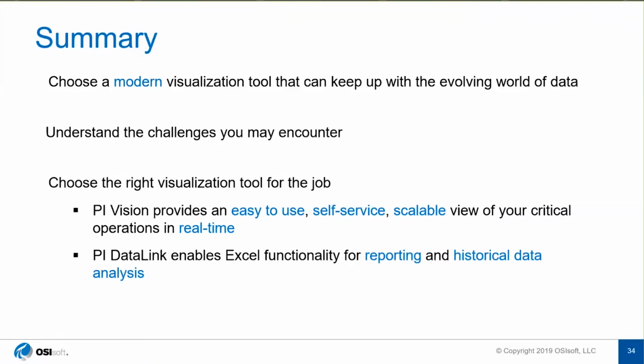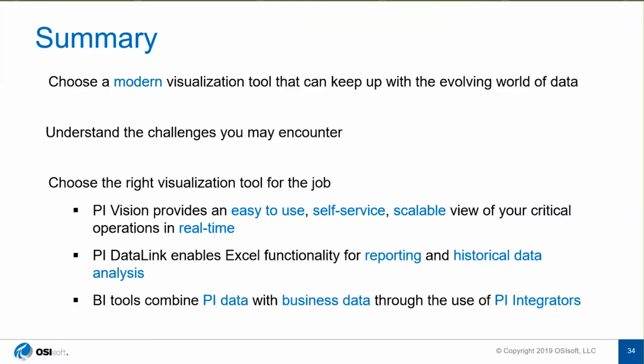PI DataLink enables Excel functionality for reporting and historical data analysis. So these automated reports with Excel functionalities and Power Pivot can all be done by utilizing PI DataLink. Lastly, those BI tools. You can combine your operational data, your PI data, with this business data and financial data with the BI tools that you may already have in place. And to do so, you would utilize the PI Integrators.